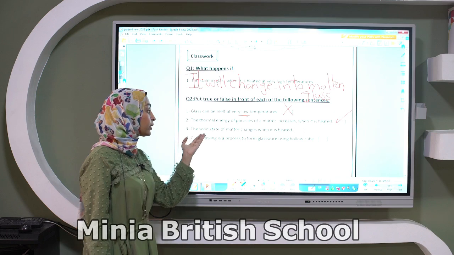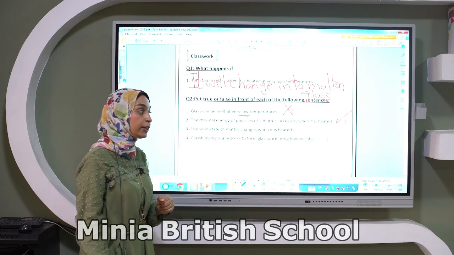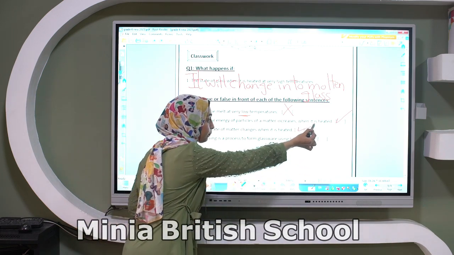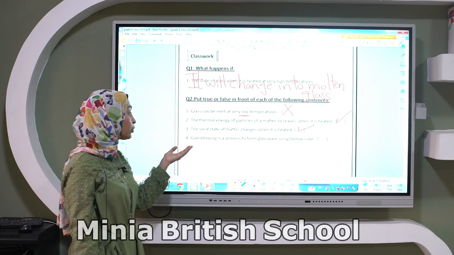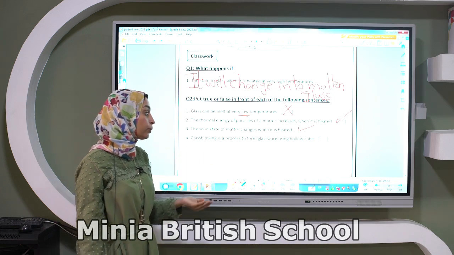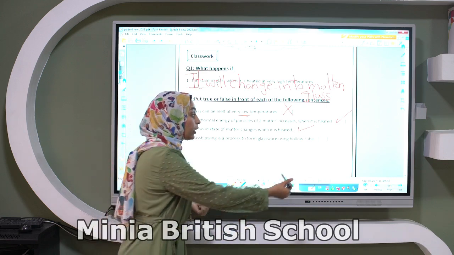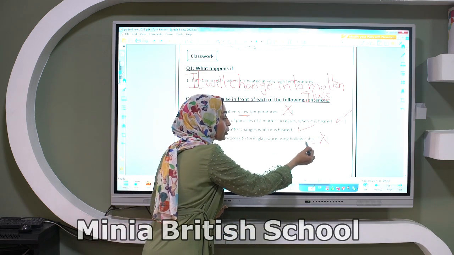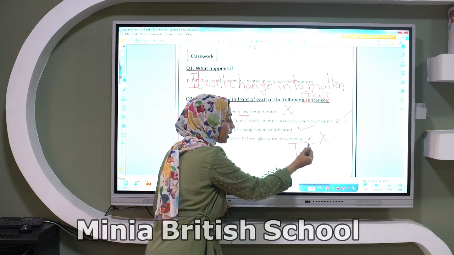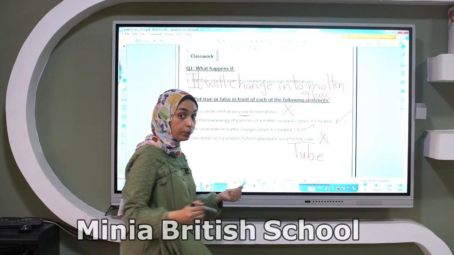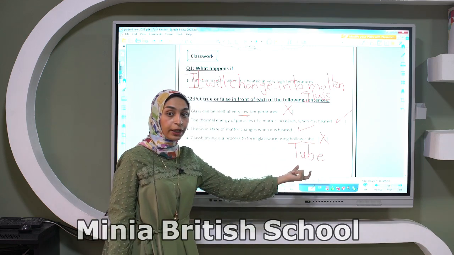Number 3, the solid state of matter changes when it's heated. Of course, yes. Number 4, glass blowing is a process to form glassware using the hollow cube. It's false because it's not a cube, but it's a hollow tube. So be focused about words like this.